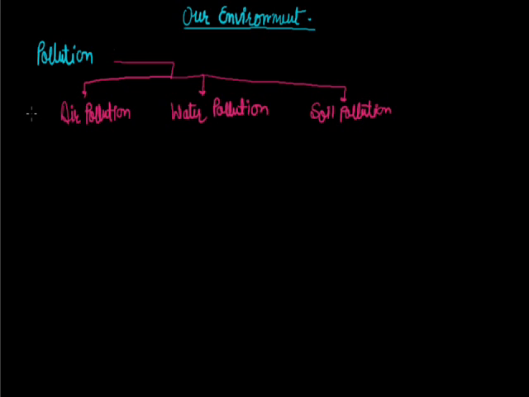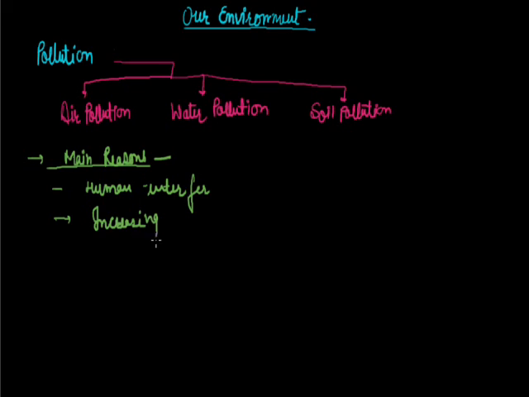The basic reason for pollution is human intervention. That means humans interfere in the environment and exploit the natural resources. Pollution occurs, as I told you, due to human interference. That means you can say the increasing population is the main reason for pollution, because to fulfill our needs, we exploit the natural resources.